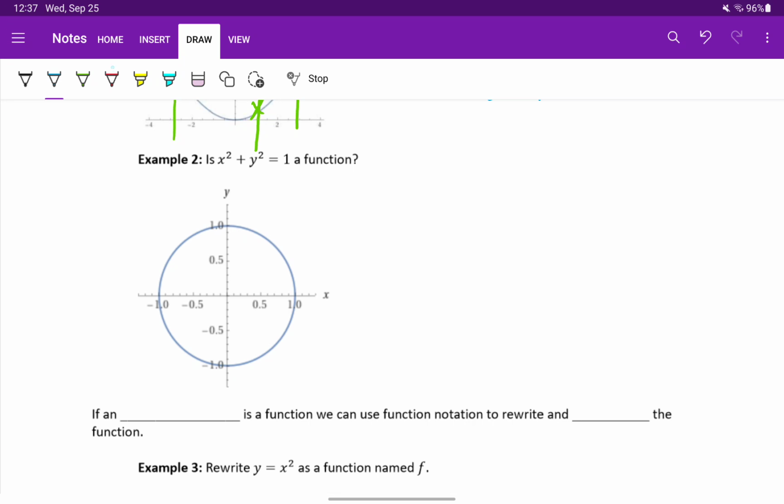In example 2, we can probably quickly see that x squared plus y squared equals 1 is not a function because we could draw vertical lines in a lot of different places where that line would intersect this graph at more than one spot.